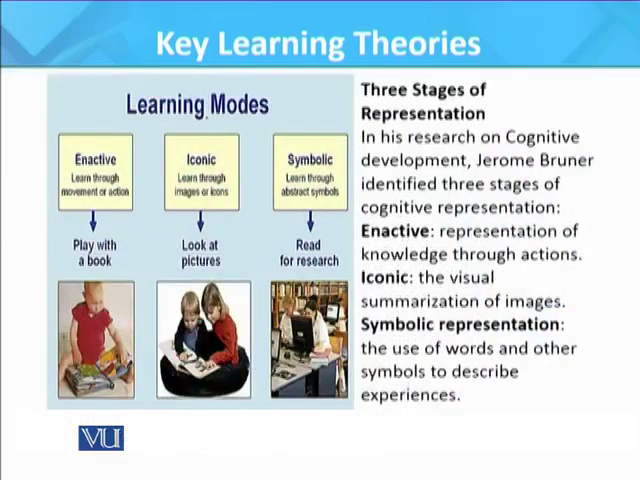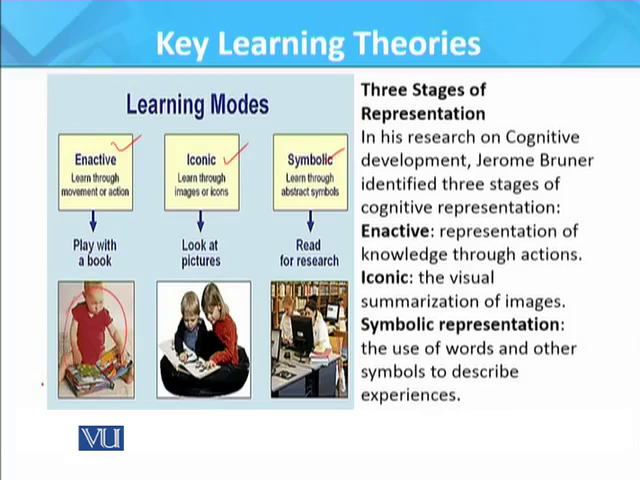Learning modes proposed by Bruner are enactive, iconic, and symbolic. So these are 3 stages of representation proposed by Bruner in his research on cognitive development. One is enactive, second is iconic, and third is symbolic. Now, the enactive stage is when you learn through movement or action. So you look at this image and you see a boy playing with a book.